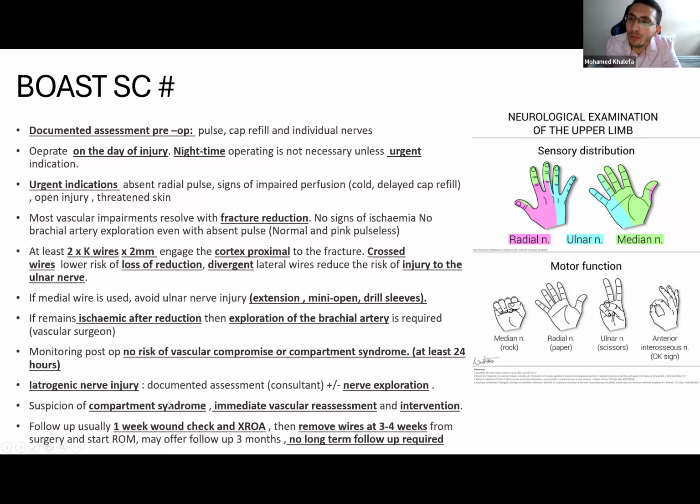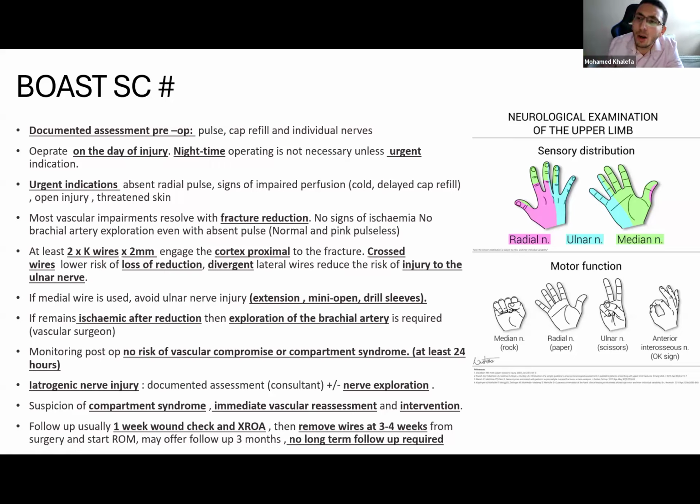Compartment syndrome, again, you have to manage according to the compartment syndrome guidelines, so immediate assessment and intervention. And if you do a brachial artery exploration and revascularization, they might do a prophylactic fasciotomy from the beginning. Okay? And then what is the follow-up? You follow them 1 week to check the wound, to make sure that the wires haven't moved, and to get an x-ray. And then you put them back in a back slab for another 3 to 4 weeks. No longer than that. There is no 6 weeks. It's just 3 to 4 weeks maximum.